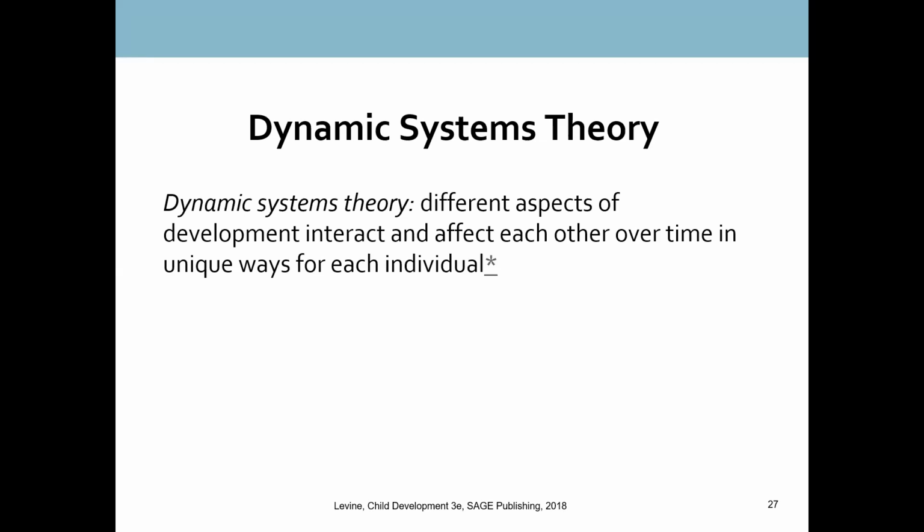Basically, as it says here, different aspects of development interact and affect each other over time in unique ways for each individual. And more specifically, it says that biological maturation operates in interaction with the environment. So you got your biology changing over time, like brain development and then physical development, and it interacts with the environment and also the experiences of a child. And so basically, it's a newer theory that is trying to merge nature and nurture together. You know, how does the child's changing body interact with the changes in the environment and the experiences that the child has in the environment, and how does that affect their development?